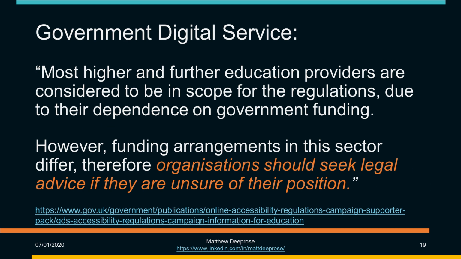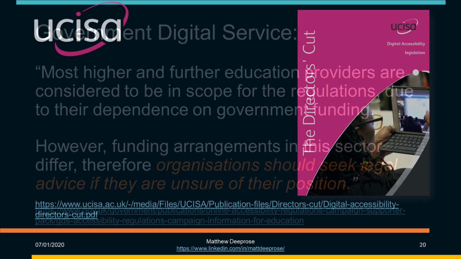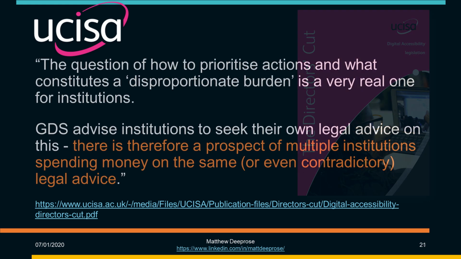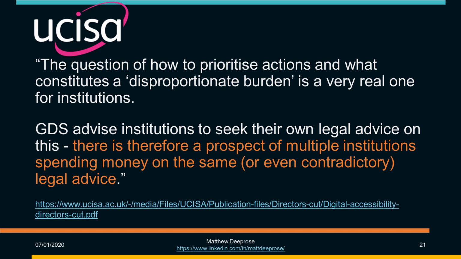The Government Digital Service will be monitoring compliance with the regulations from about April onwards. In their webpage for educational institutions, they said organisations might want to seek legal advice if they're unsure of their position. This was echoed in UCISA's document, The Director's Cut, which is an incredibly good 6-page overview. And they say that there's the prospect of multiple institutions spending money on the same or even contradictory legal advice.